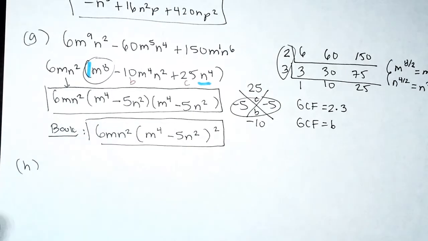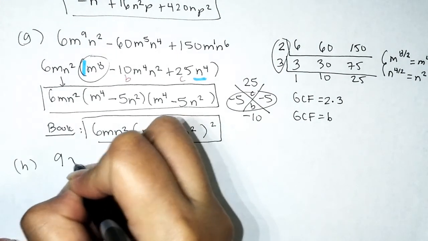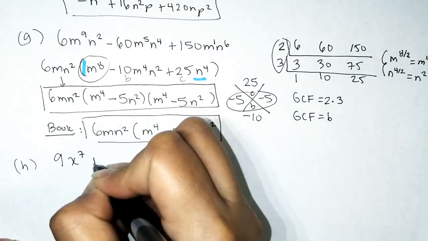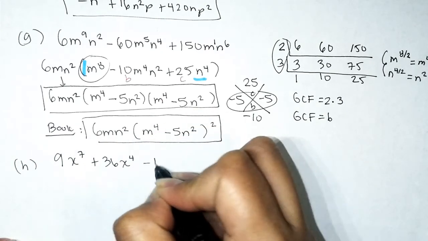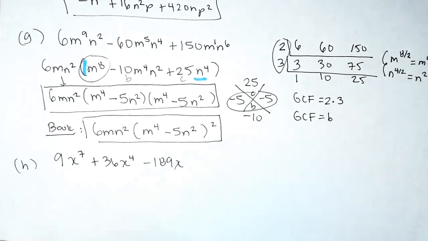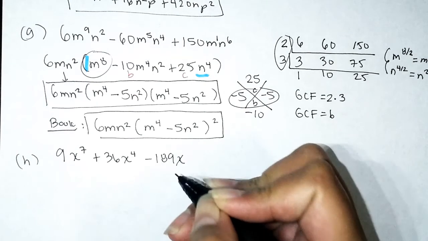Oh, good, because we got to go. Problem H. We have 9x to the 7th plus 36x to the 4th minus 189x. Fantastic. Cool. So am I having a moment? Of course I am, because these exponents are pretty intimidating.